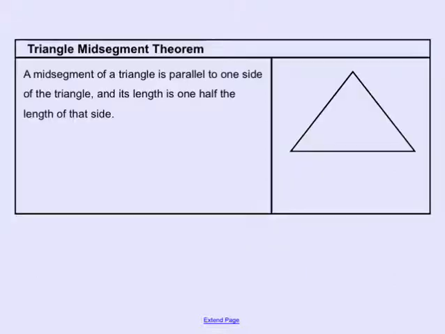Okay, let's take a look at the triangle mid-segment theorem. The mid-segment of a triangle is parallel to one side of the triangle. That's what we just showed. Okay, if we connect two midpoints, it's going to be parallel to one of the sides. And the length is 1/2 the length of that side. So let's kind of take an experiment of what that means.